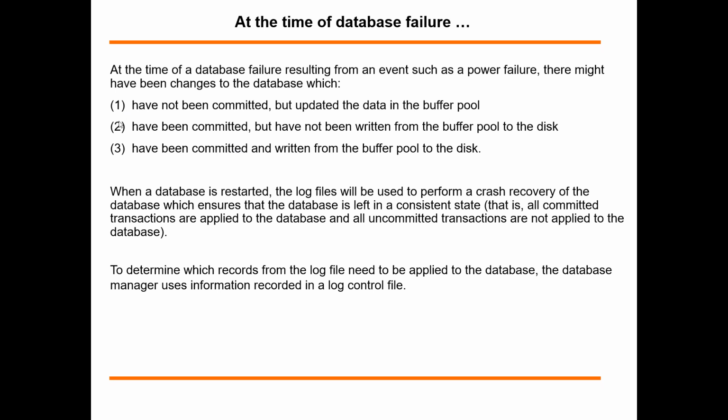Exactly. Right. When a database is restarted, the log control file, the one we spoke a few slides back, the global log control file will be used to perform crash recovery of a database, which ensures that a database is left in a consistent state. So we don't have to do anything, it's taken care of because in the 1-2 situation, it tries to apply the transaction logs. As long as we have those logs there, the system does the crash recovery. So all committed transactions are applied and uncommitted are rolled back. This is the same situation. To determine which records from the log file need to be applied, the database manager uses information recorded in a log control file. So this is where it uses this log control file.